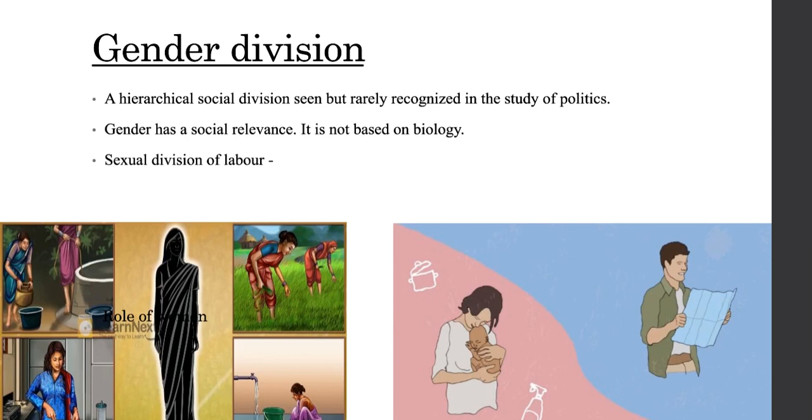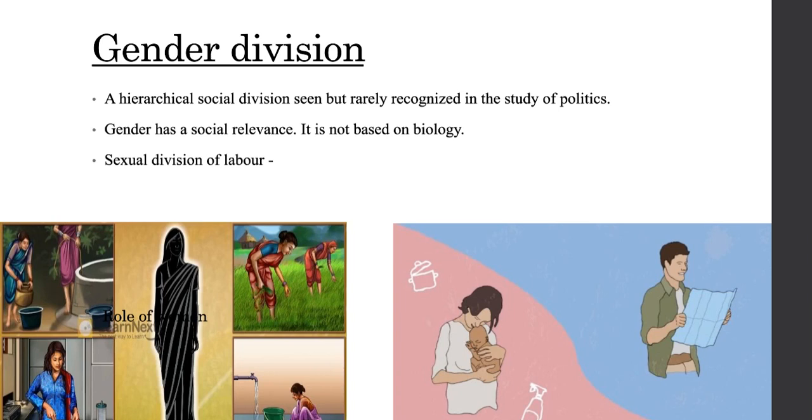Now, what is gender division? It is a form of hierarchical social division that is seen everywhere but is rarely recognized in the study of politics. Okay, now students, why is it said that it is seen everywhere? Because everywhere you see the same role of the women. And we are talking about past, present as well. It's not just that we are talking about past, because the roles of women have improved no matter, but it still exists somewhere due to the past understanding of the role of the women. So it's a social division that is seen but it is rarely recognized in the study of politics.